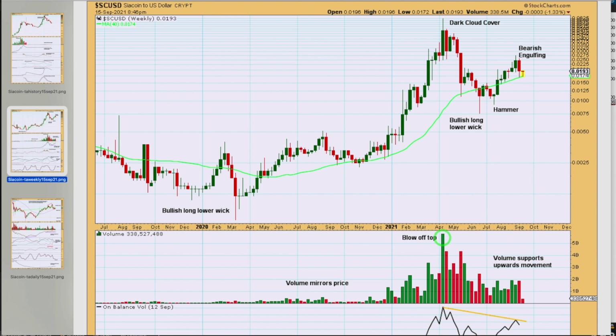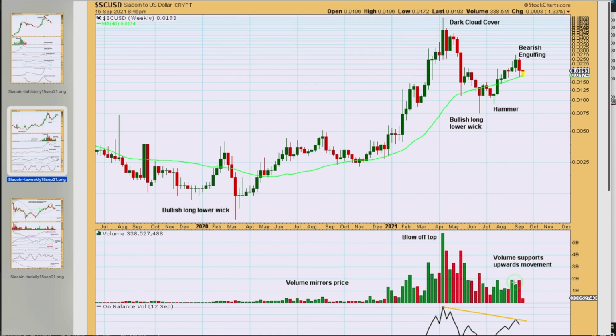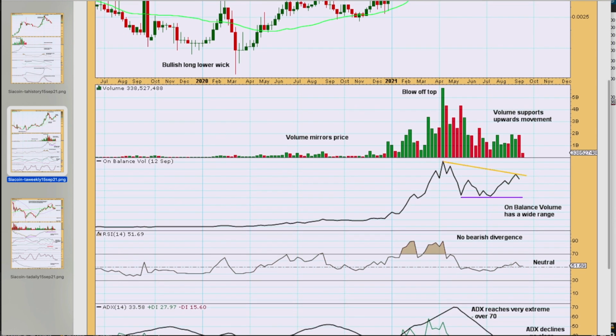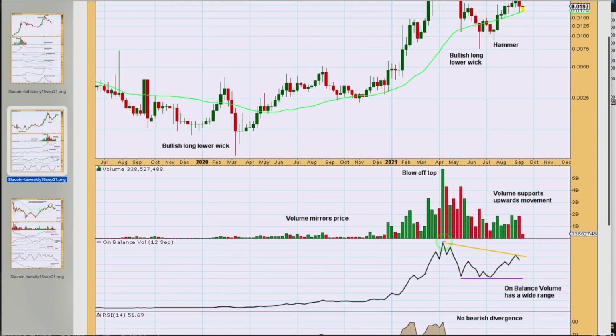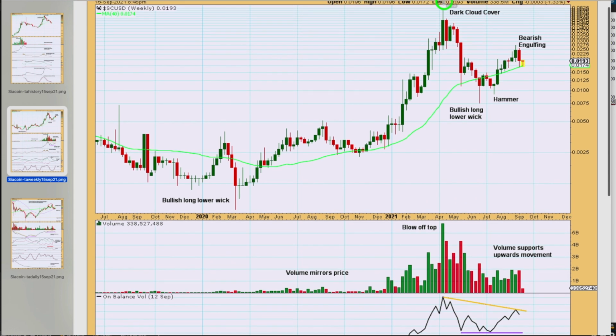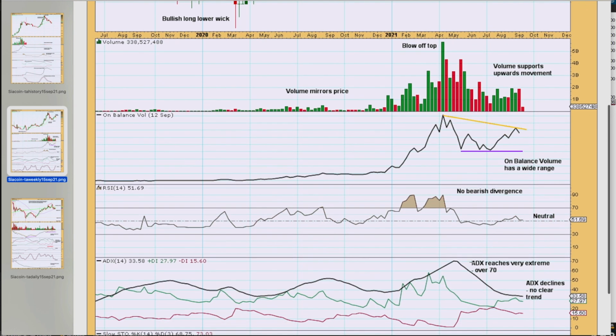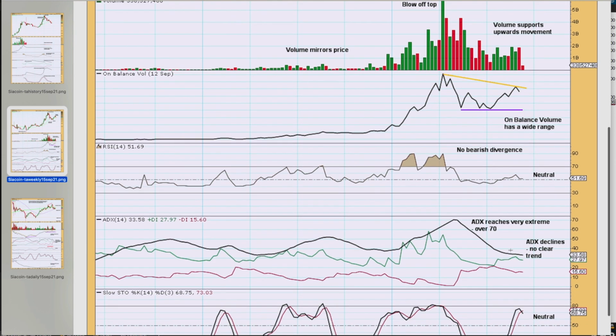Okay, after the blow off top, we see a pretty big pullback. Now we see some bullish patterns, some volume supporting upward movement. On balance volume gives us no useful signal, no bearish divergence between these highs, between price and RSI in the weekly chart. We will see a little on the next chart though. RSI back in neutral territory, ADX reached above 70, very extreme. Still declining, no clear trend. It hasn't been able to be pulled down below the DX line.